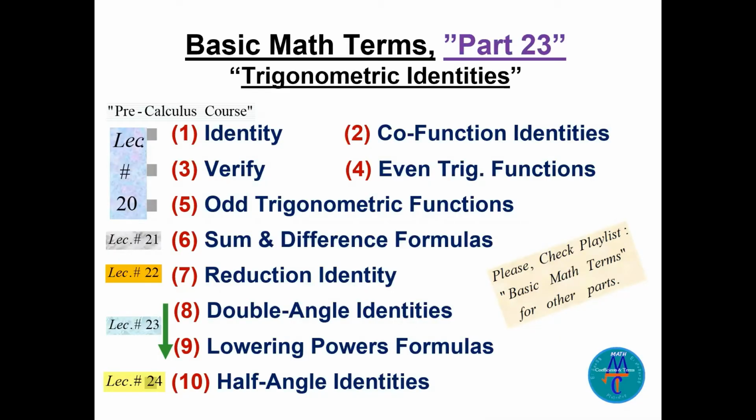This is Basic Math Terms, Part 23, about trigonometric identities. These terms are coming from lectures 20 to 24 from the Pre-Calculus course. The terms are identity, cofunction identities, verify, even trigonometric functions and odd trigonometric functions, sum and difference formulas, reduction identity. This is very important in lecture number 22: reduction identity, double angle identities, lowering powers formulas, and half angle identities.